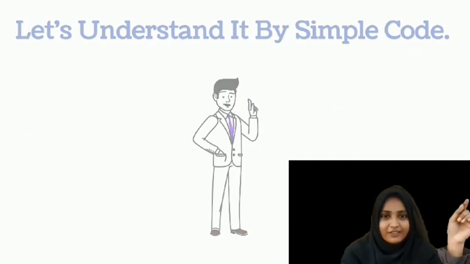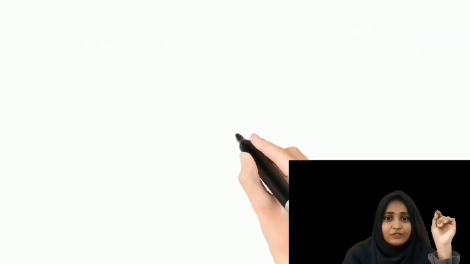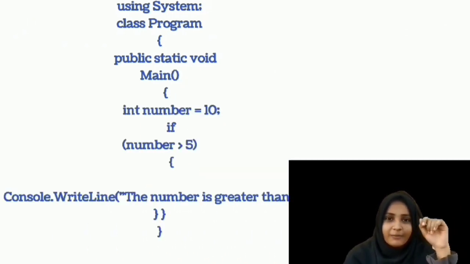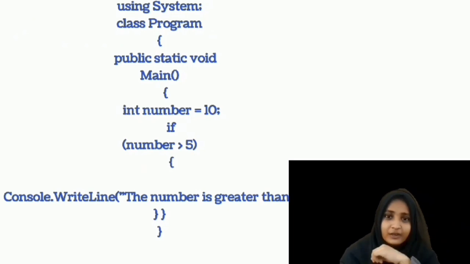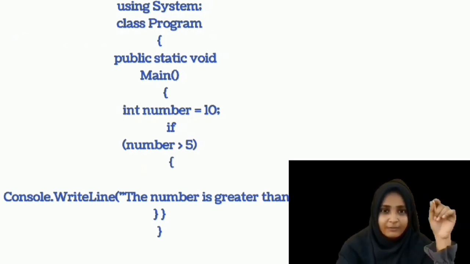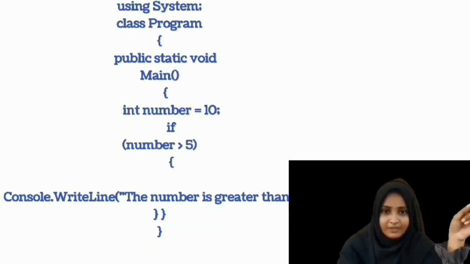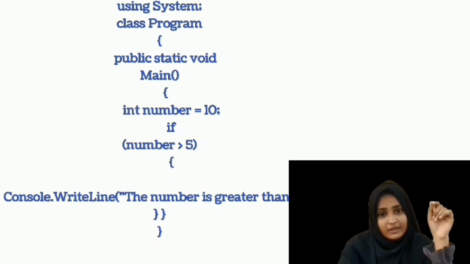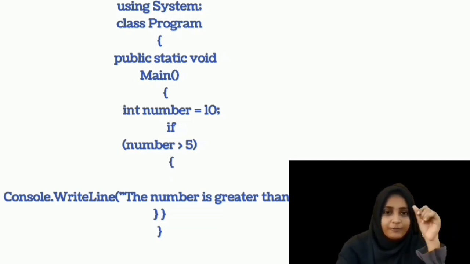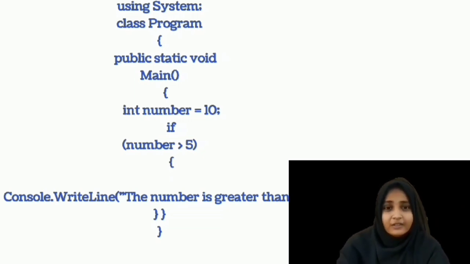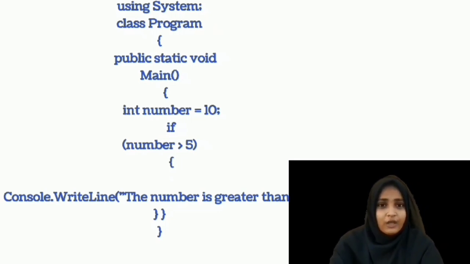Now let's understand the code. In the first line we have written using System. Using System is a namespace. By writing that we are telling the compiler to add the necessary files to our code. Then we have written class Program. In class Program we have written the Main method, which is static, and the Main method should be written within a class only. In that we have declared one variable called number, which is an integer type, and in that we have stored 10.